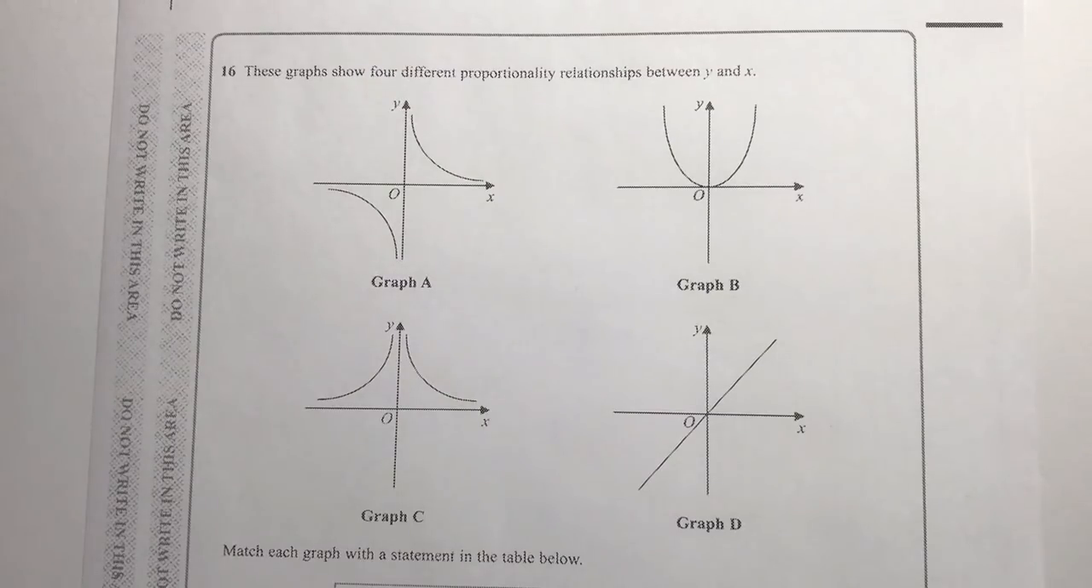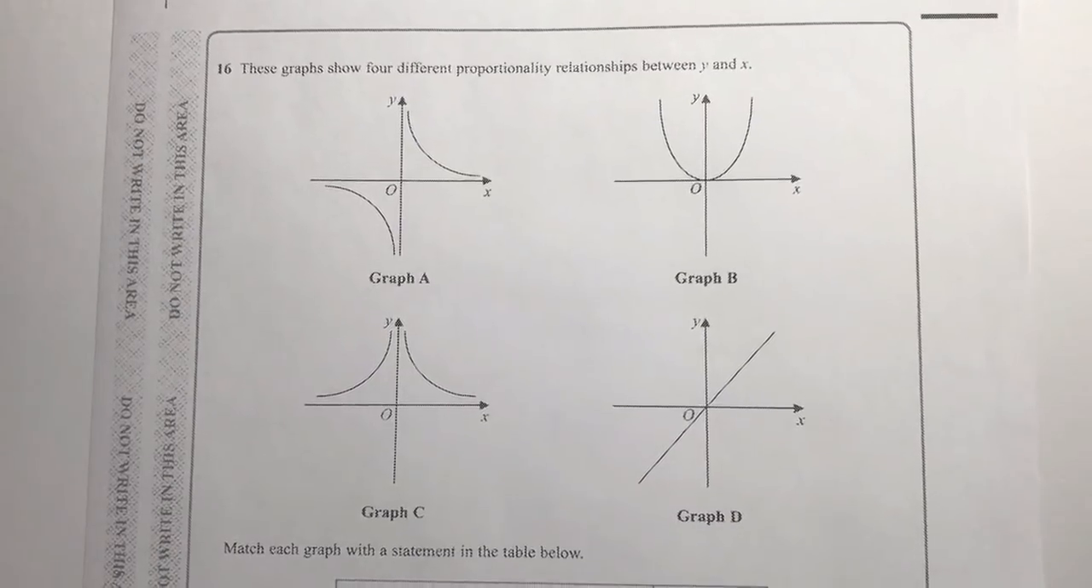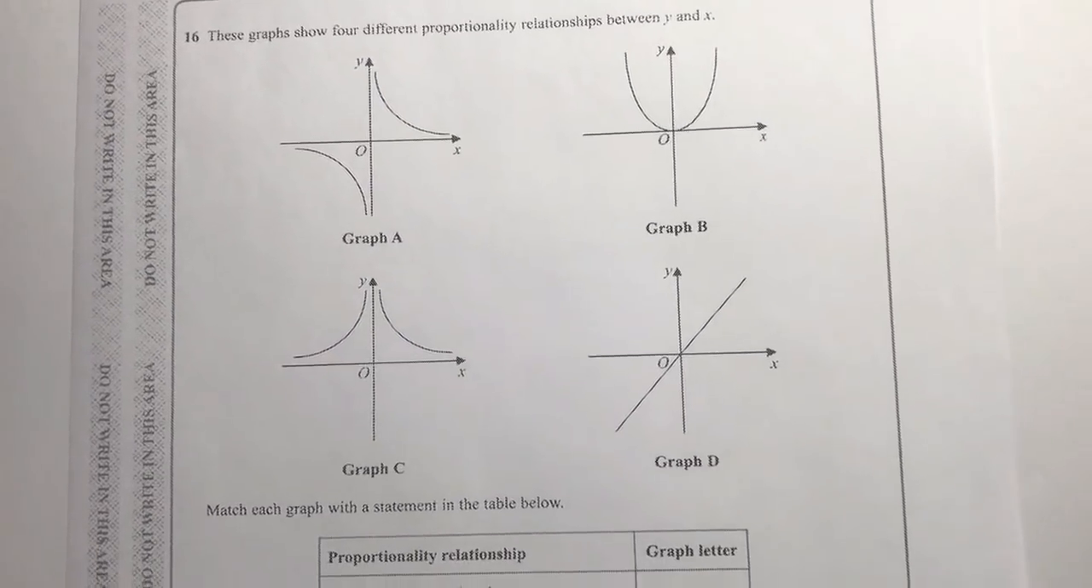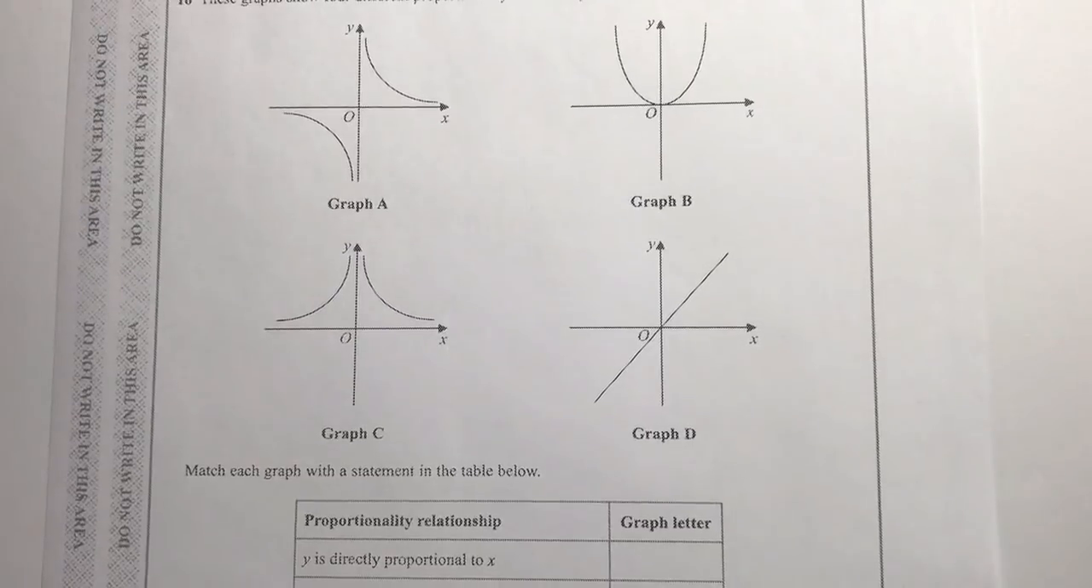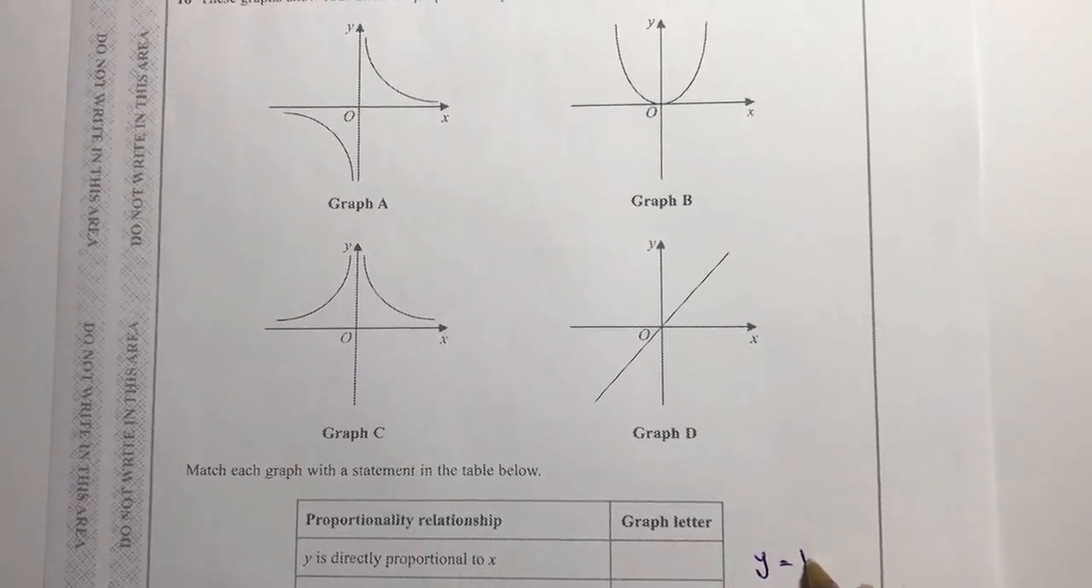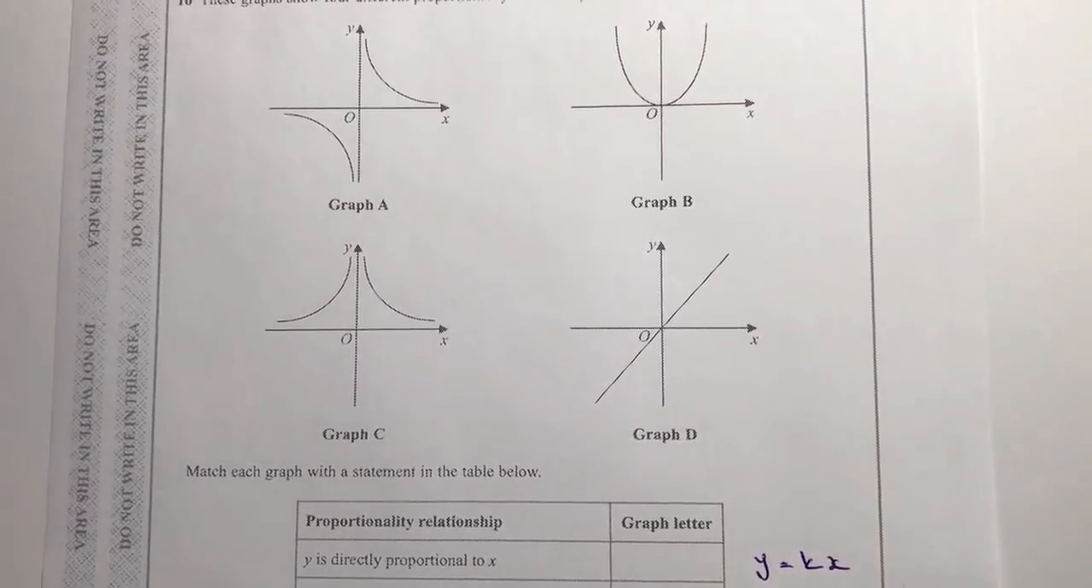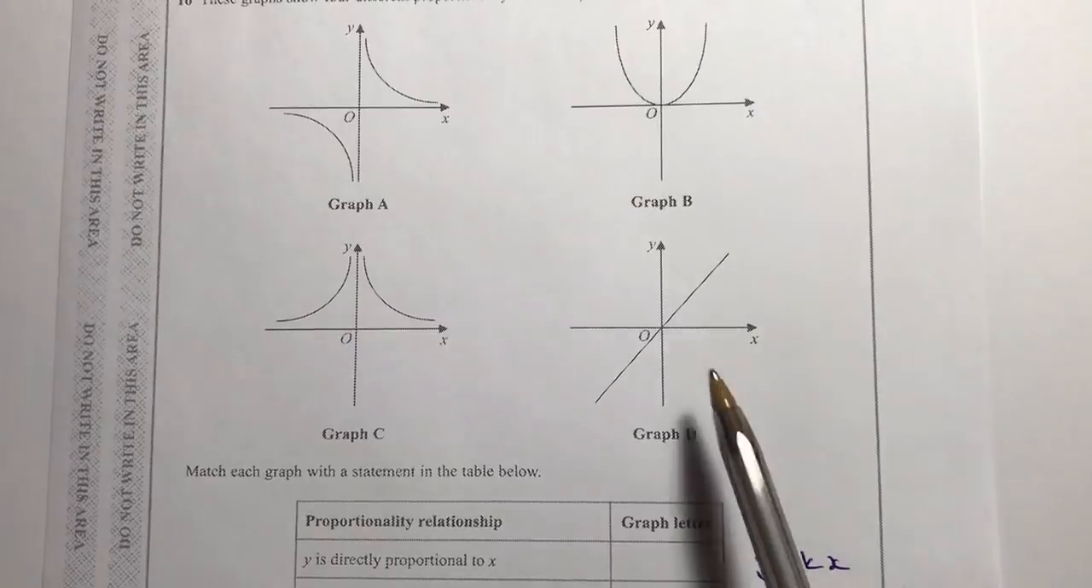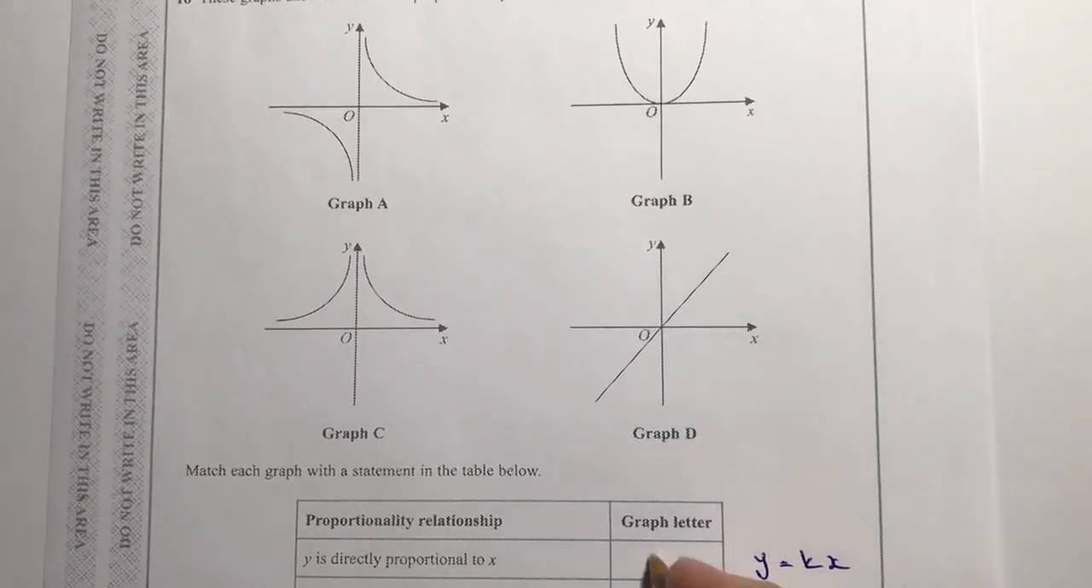Basically what they want us to do is to match each graph with a statement in the table. So what they're saying is y is directly proportional to x. Well, that's probably the most straightforward one. What we're basically saying is y is equal to kx, where k is the constant of proportionality. And that's going to be this one here, which is graph D.